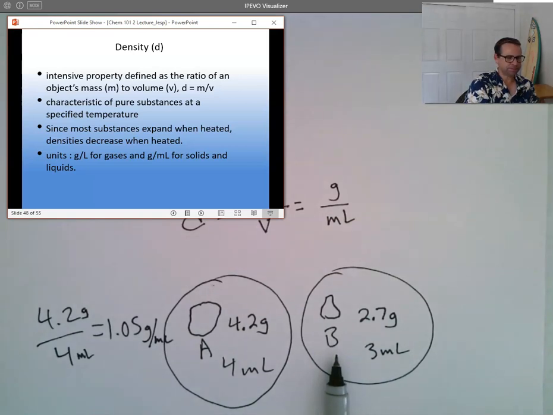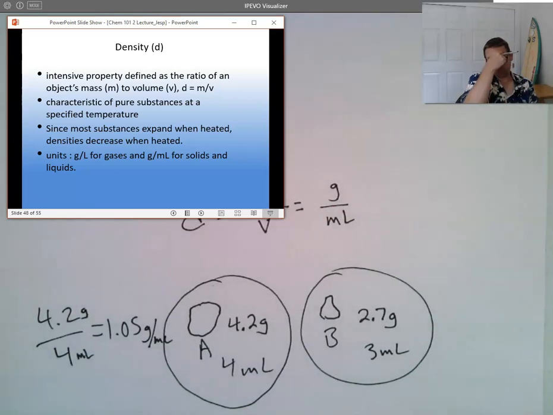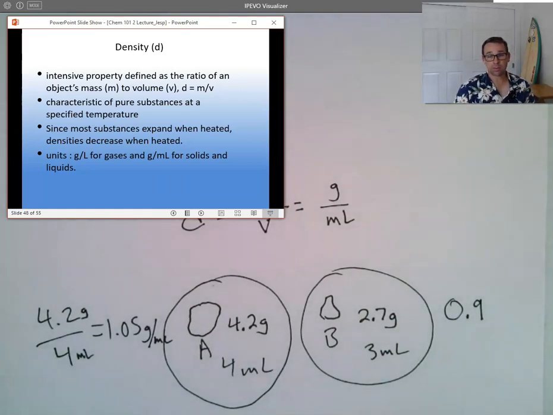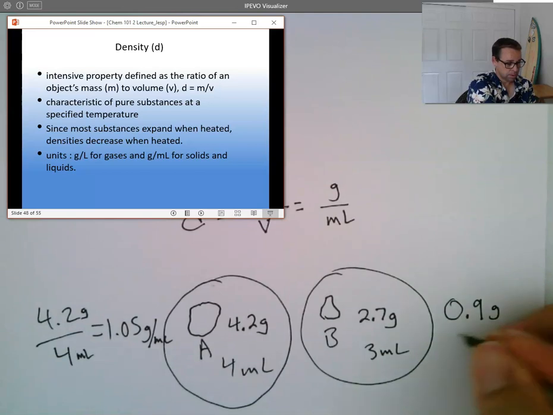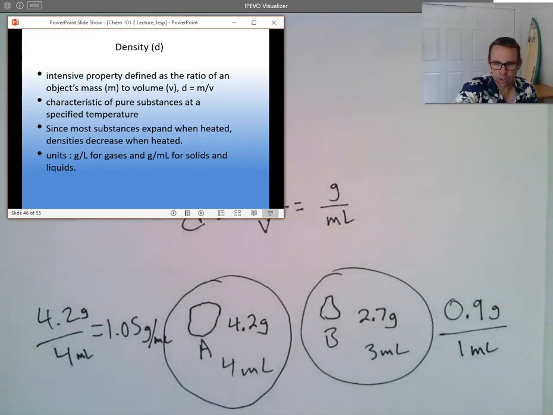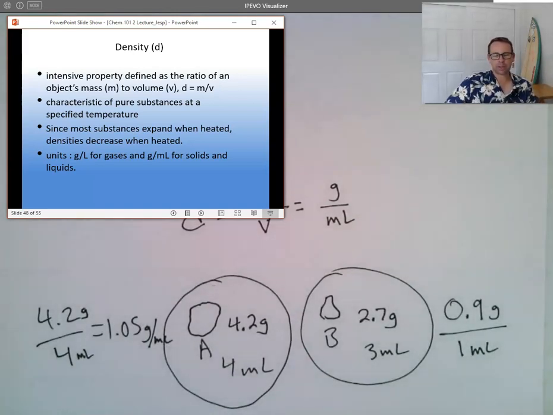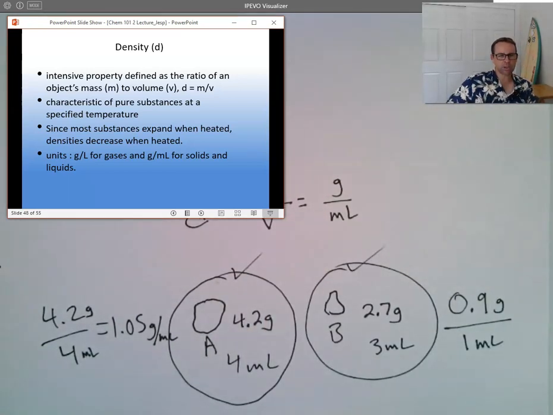What is the density of B? 2.7 divided by 3 equals 0.9. Now, what are the units? Grams per every 1 milliliter. Very good. Grams per milliliter. Excellent. So which of these materials has a greater density? A. A has a greater density. That's right. Good job.